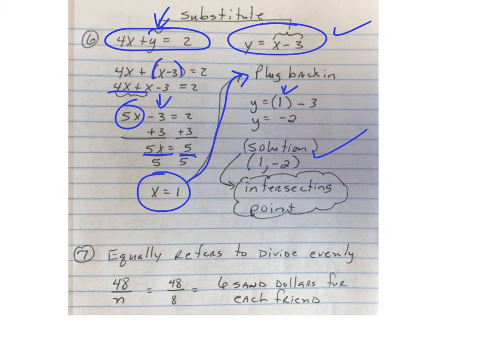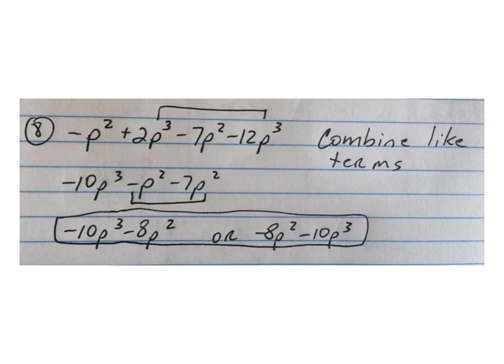Number 7, equally means to divide evenly. So if you have 48 sand dollars and you're going to divide them equally amongst your friends, this is the expression I want to see. Then, if you have 8 friends, well, 48 divided by 8 is 6, so that means each one of your friends is going to get 6 sand dollars.